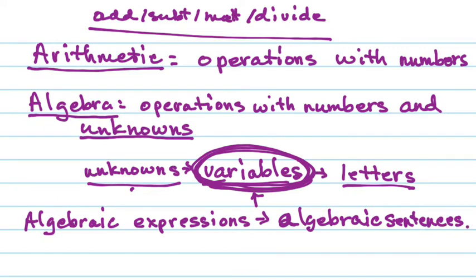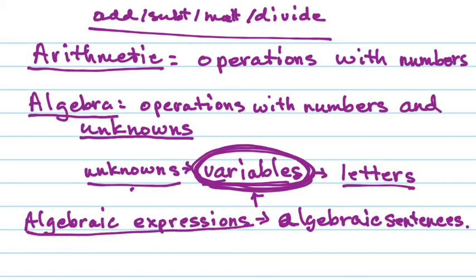So in other words, you won't have 3 plus 5 equals 8. You'll have 3 plus x equals 8, right? Where we have an unknown, one of our numbers is unknown, okay? And that's what makes something an algebraic expression, okay?